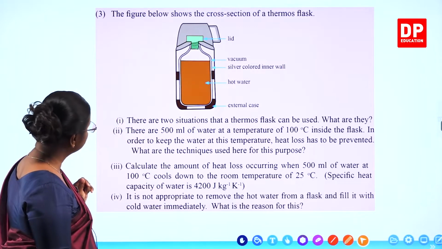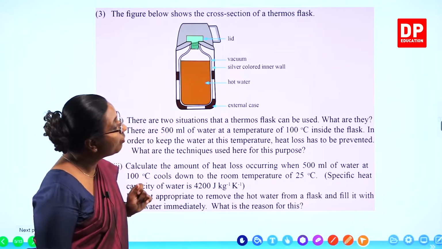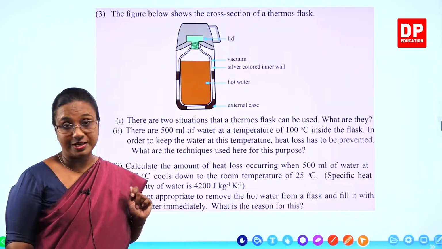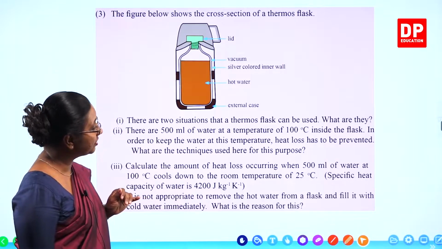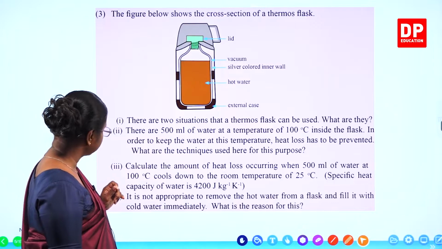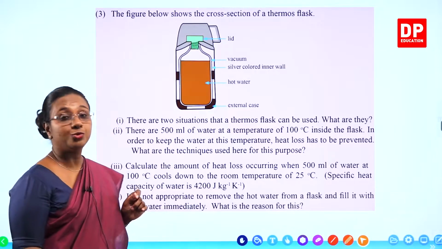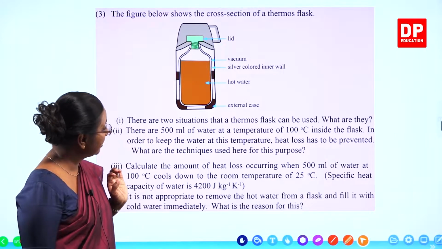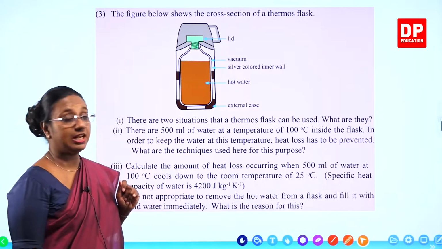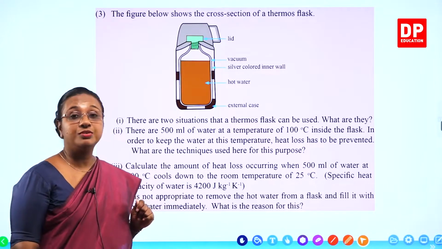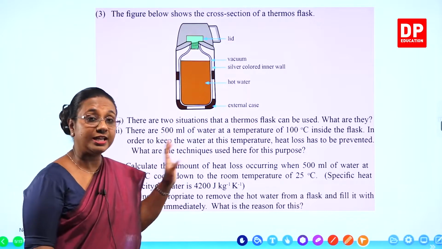Then if we look at the questions, there are two situations that a thermos flask can be used. What are they? So you know the two situations. There are 500 milliliter of water at a temperature of 100 degrees Celsius inside the flask. In order to keep the water at this temperature, heat loss has to be prevented. So there is 500 milliliter of water, 100 degrees Celsius, that is boiled water. So to prevent heat loss, what are the techniques used here for this purpose? So already I have discussed the techniques. We have to write them down.